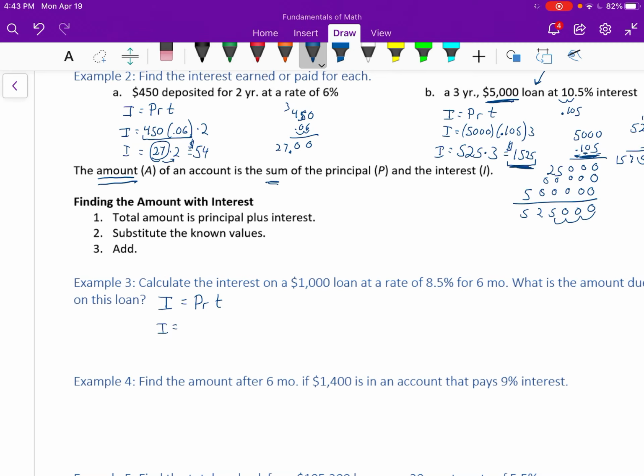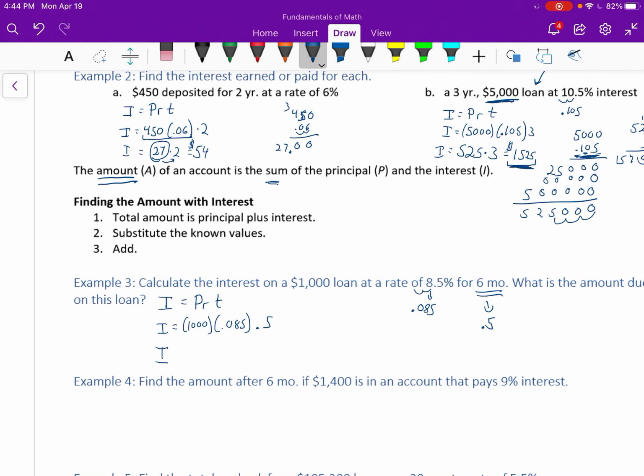Principal is the amount of the loan, so that's the $1,000. The interest rate is 8.5%. We want to change that to a decimal. So the decimal moves over twice. That's 0.085. And then the time, it says 6 months. Well, in our formula, we want to use years. So 6 months, we know, is half a year. So we could use a fraction or we could use a decimal. Either way, so times a half.